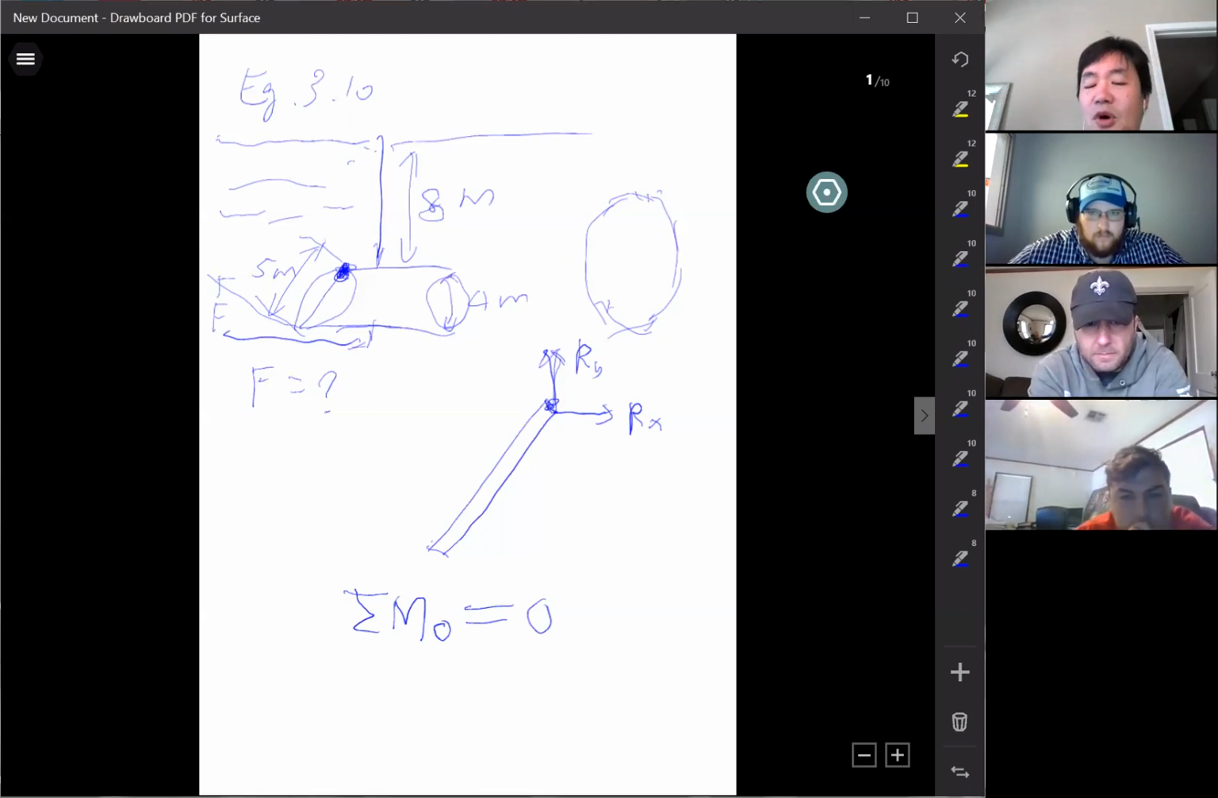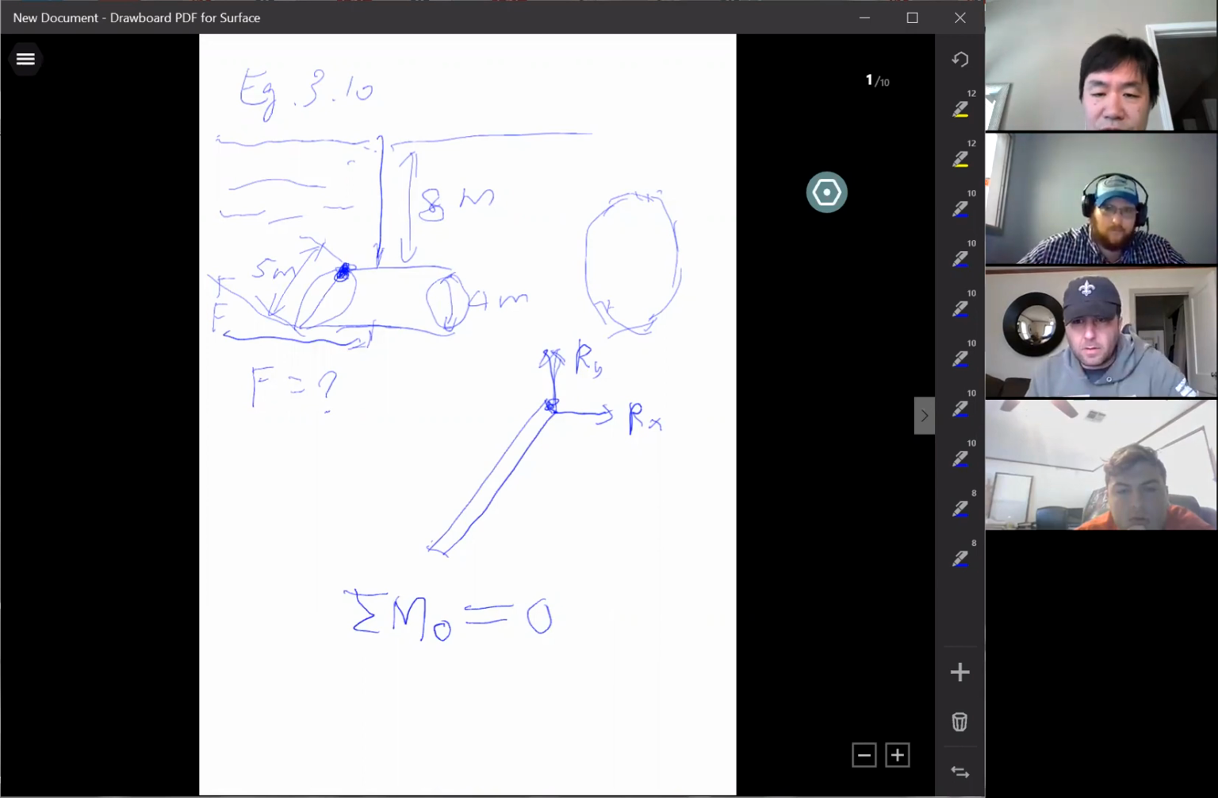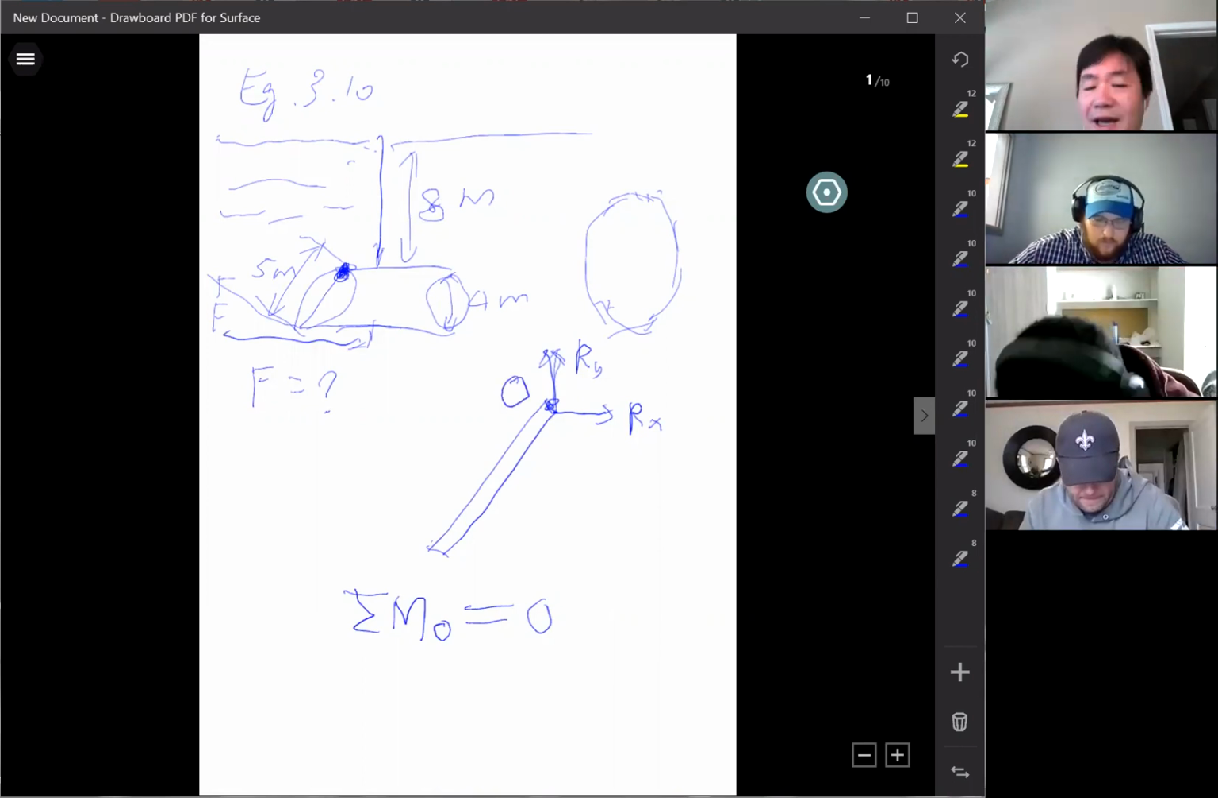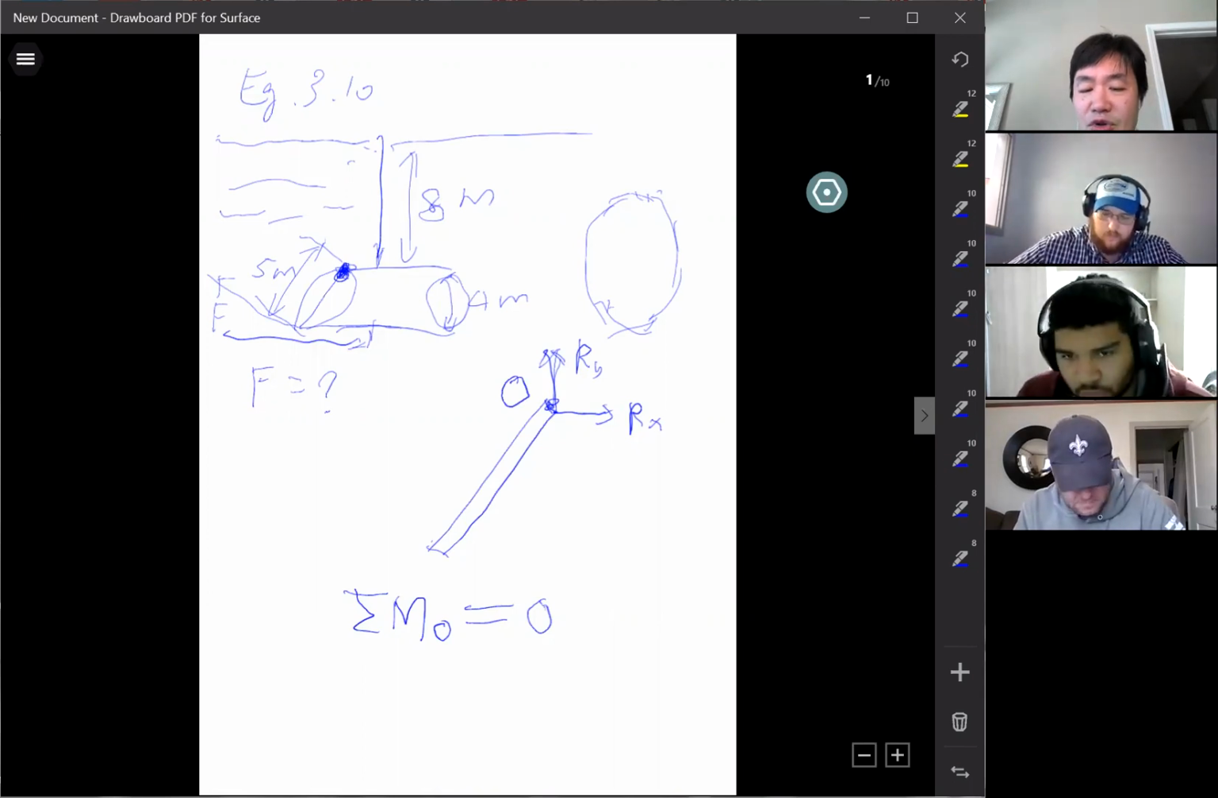If you want to use a moment equation, you need to identify the pivot point in your drawing. Otherwise, I'm going to take points off too. It's not moment about any point. Where's the pivot here? At the hinge. So write down O, whatever letter you want, A or B. Usually I use O for the pivot. So summation of moment about O equals 0.